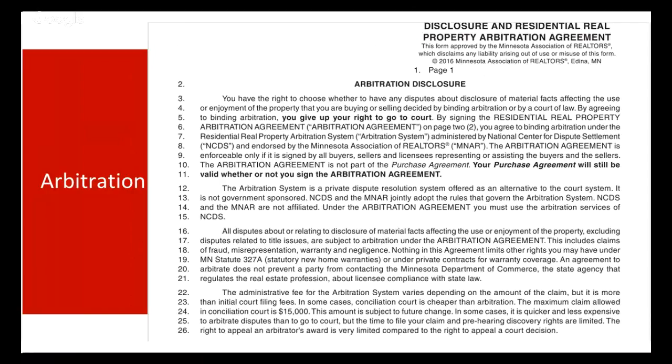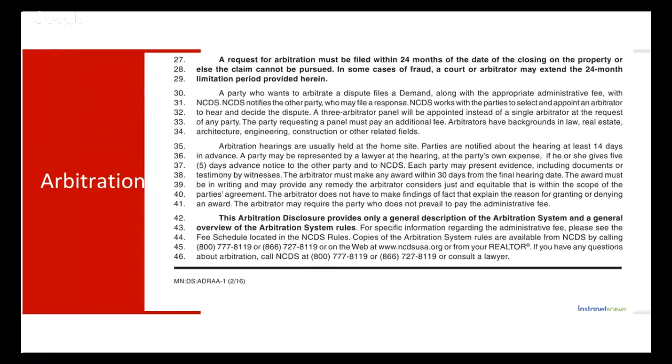So this paragraph is a good paragraph in helping people weigh the pros and cons of choosing to go to arbitration versus not choosing to go to arbitration, right? Or having a court and suing somebody available to them as an option. A request for arbitration must be filed within 24 months of the date of closing on the property, or else the claim cannot be pursued. In some cases of fraud, a court arbiter may extend the 24-month limitation period provided herein.